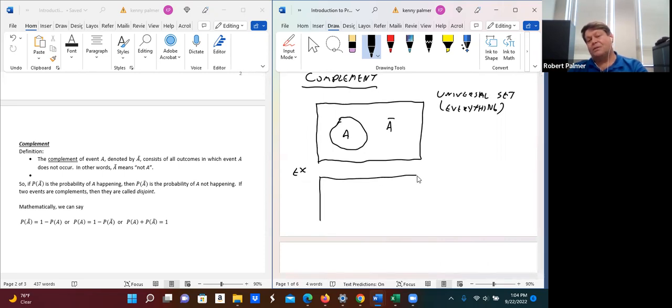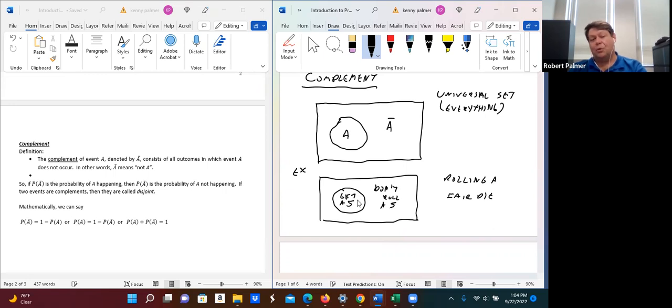Let's give a dice. So here, think of this as rolling a fair die. Okay. So let's think this circle here, we get the idea, we get a 5. You roll a 5, and basically out here is what's left, is you don't roll a 5. So you roll one of the other numbers.